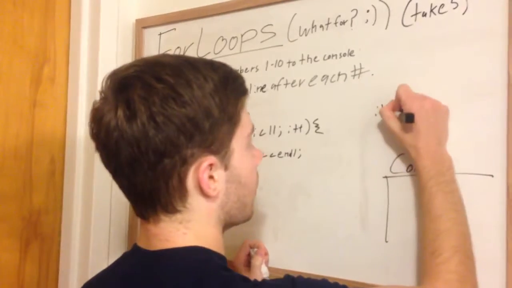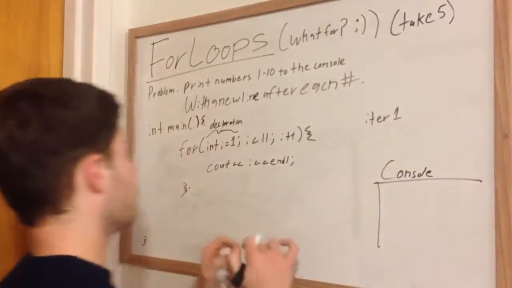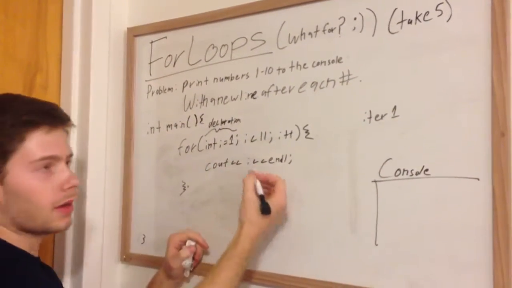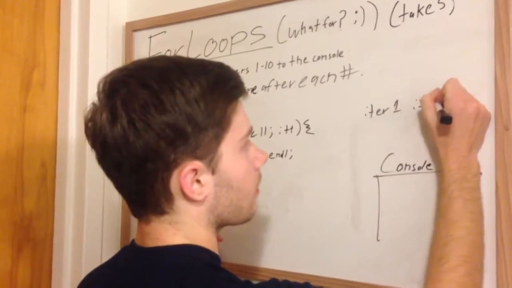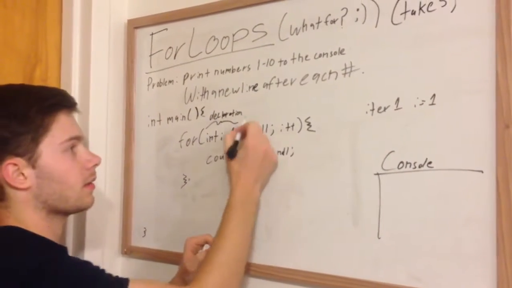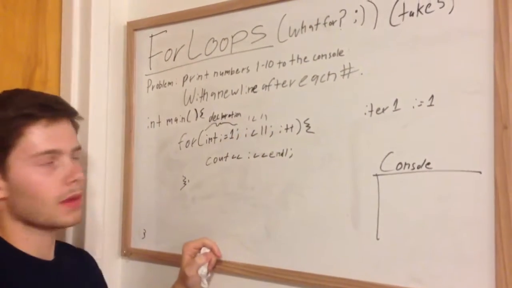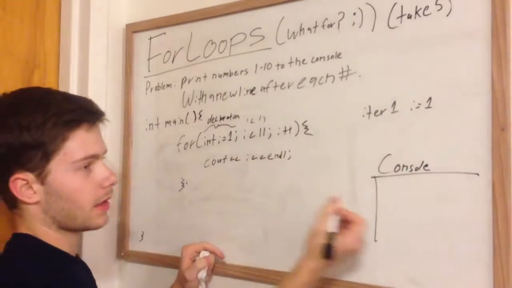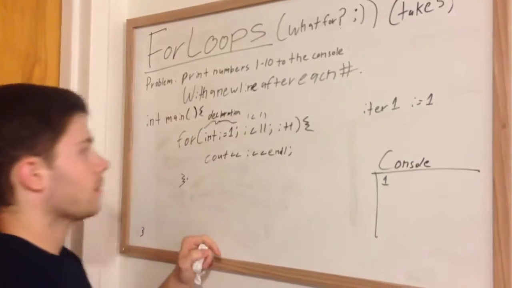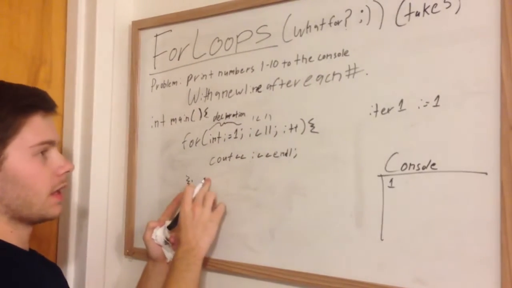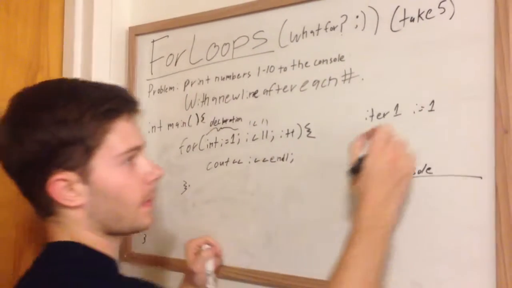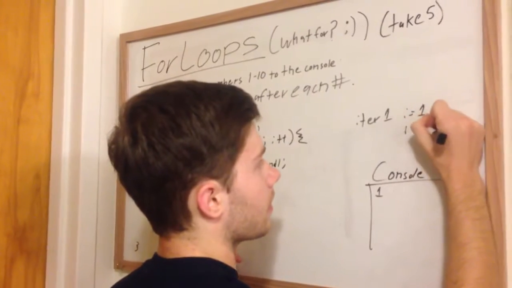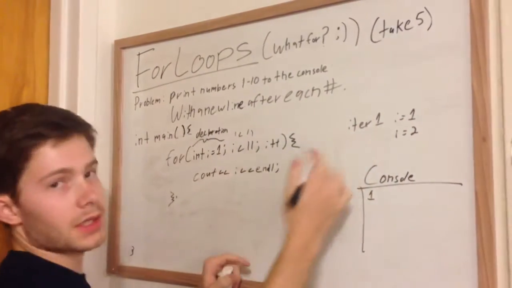So on iteration 1, we're going to declare I equal to 1. So I is equal to 1. We're going to say, okay, 1 is less than 11. So now the code inside will execute. And we'll print 1 to the console. And then since the for loop has reached the end, we're going to add 1 to I. So now I is equal to 2. And then we'll go into our second iteration.